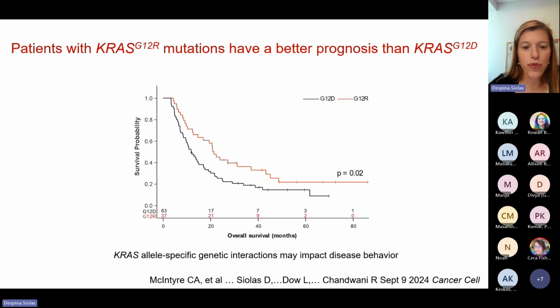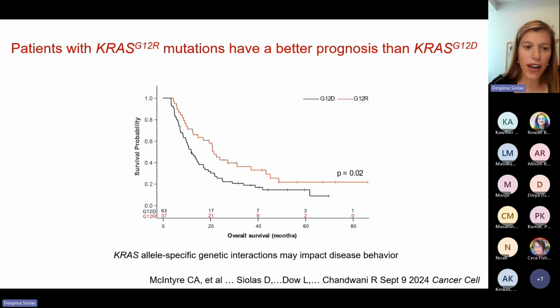But we recently published on September 9th in Cancer Cell, in collaboration with the Chandwani Lab and Dow Lab and others, that we now have clinical studies where we can track progression and the clinical aspects of patients with different KRAS mutations. And one of the things that has come out is that the type of KRAS mutation a person has matters. It affects their prognosis.